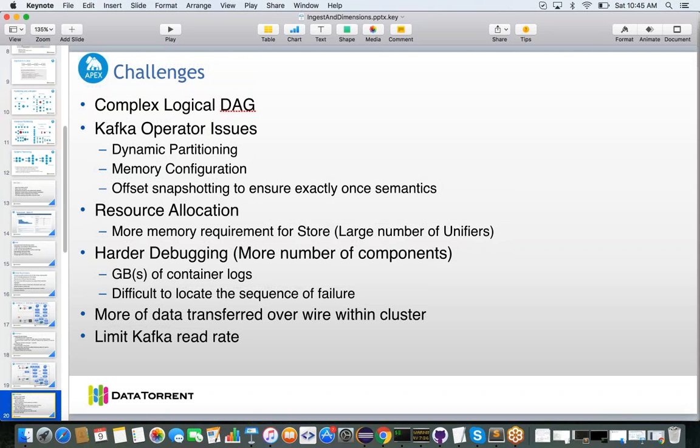We noticed that more and more data was being transferred within the clusters because we were pulling from all of these clusters in a streaming fashion. So we introduced a notion of rate limiting for Kafka to make sure that we're not overly loading downstream operators.